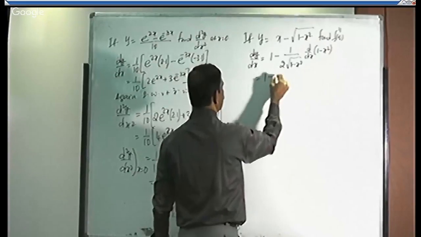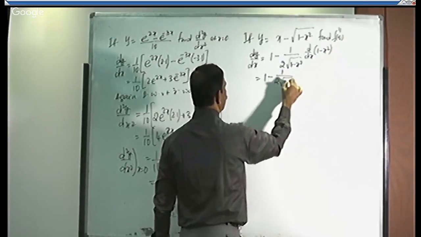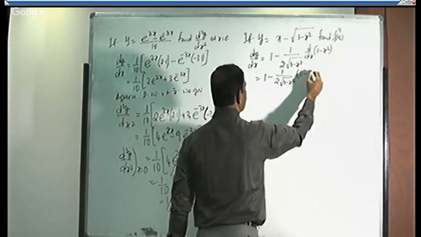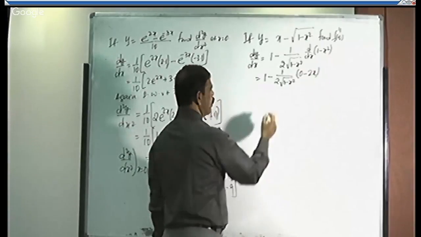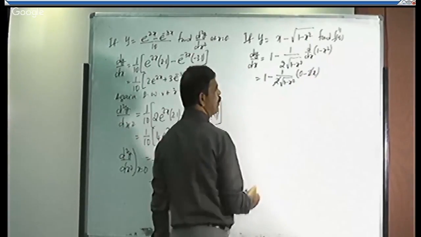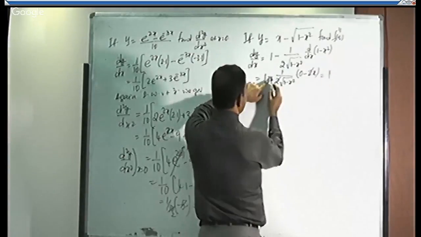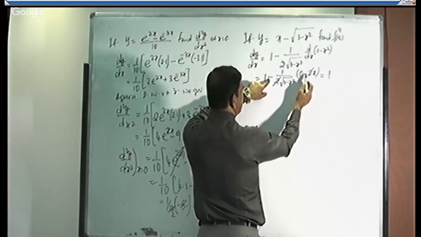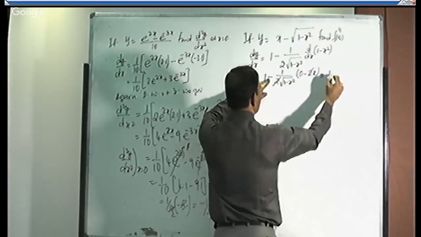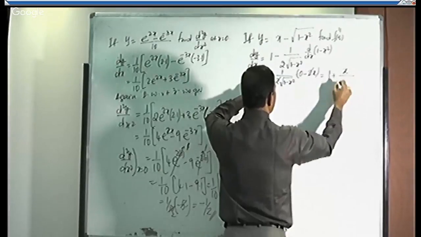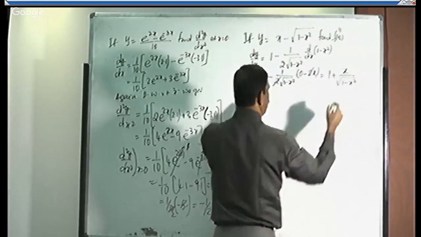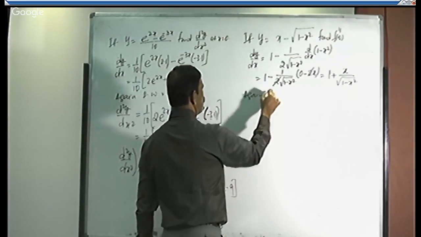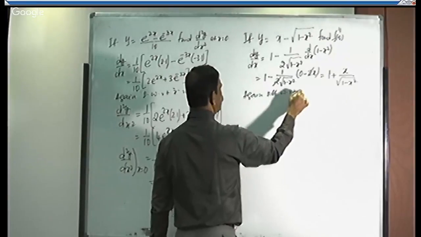That is equal to 1 minus 1 by 2 root of 1 minus x square into differentiation of 1, which is 0, minus differentiation of x square, which is 2x. The two get cancelled. What is remaining? It is 1. This minus into minus: 0 minus 2x is minus 2x, in which 2 gets cancelled. Remaining is minus x. Minus into minus is plus x divided by root of 1 minus x square. Again differentiate with respect to x.